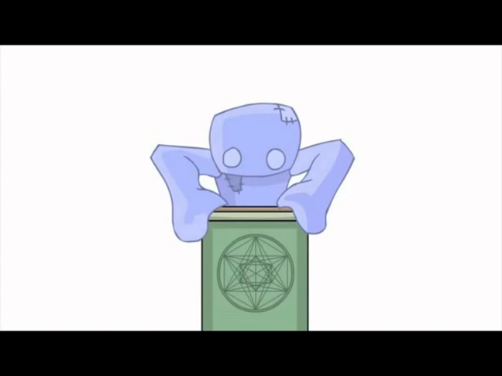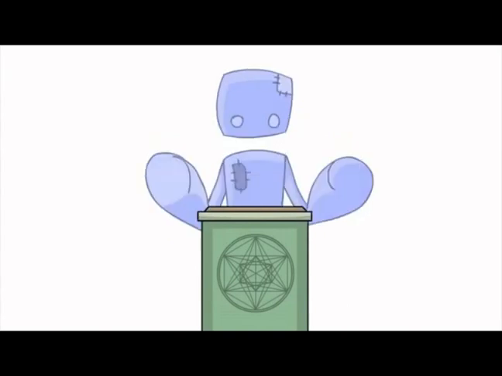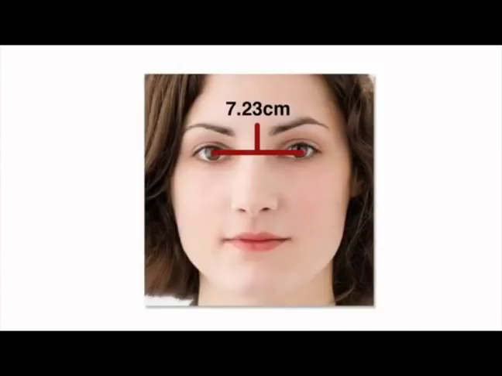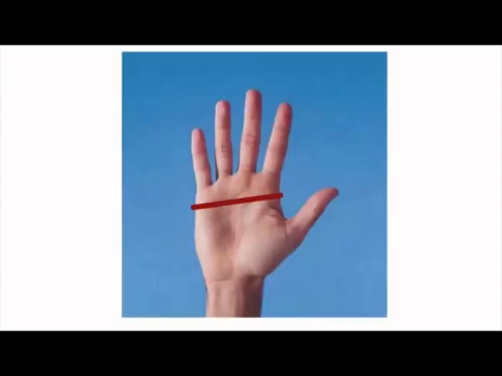Not only that, but if you were to take 100 people and measure the distance between their eyes, the average length is 7.23. Same with the distance from the tip of our chins to the tip of our noses, and the distance across our palms and between our chakras.